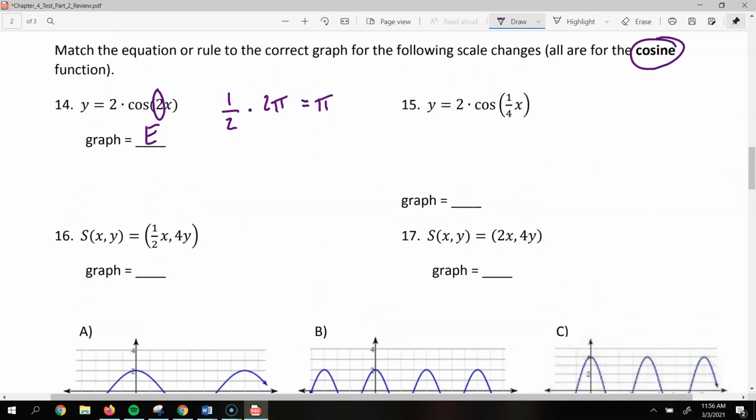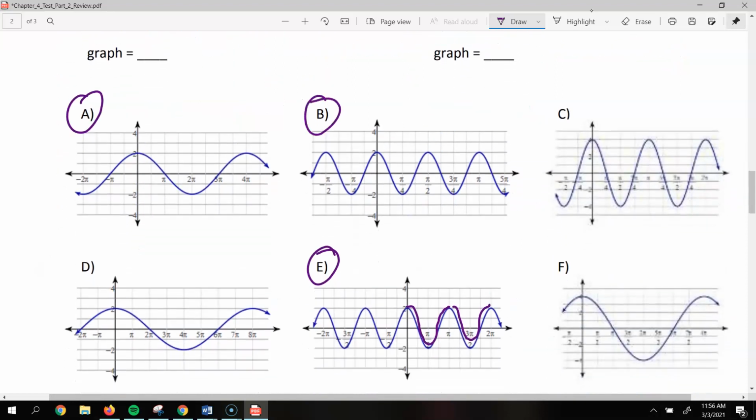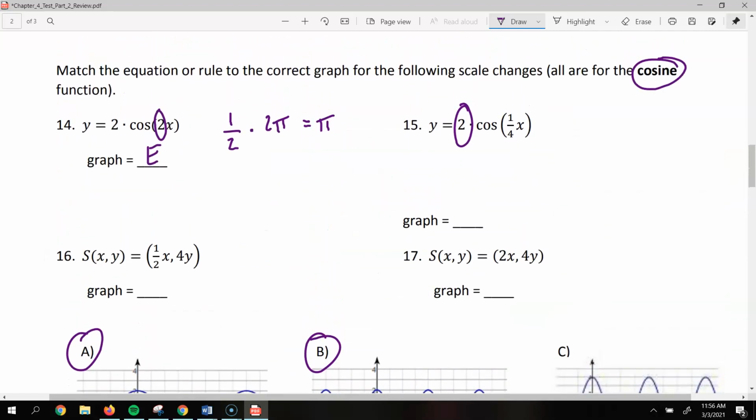All right, let's look at number 15. So number 15 is similar to number 14 in the fact that it's being stretched vertically to be twice the size. So that means it's got to be either A, B, D, or E. But since we just found E to be the answer for number 14, I'm assuming that's not going to be the answer for this one too. Because this one has a value there of 1/4. We're going to figure out how that's being affected horizontally. We take the reciprocal of that. The reciprocal of 1/4 would be 4.